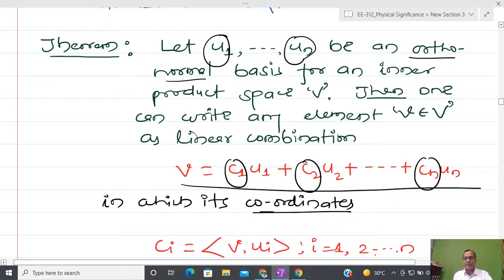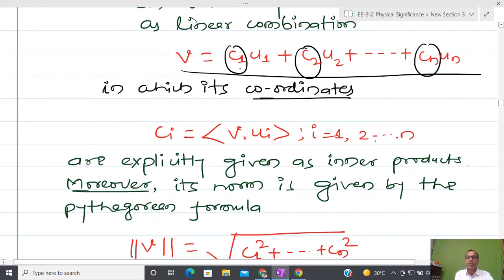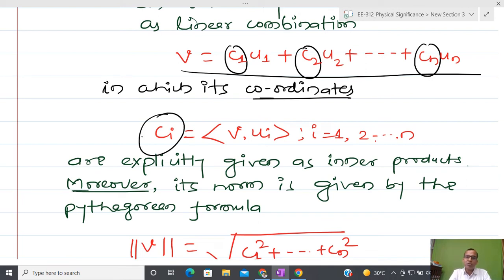We have just discussed the meaning of coordinates using three-dimensional space. Now finding these coordinates c1, c2, c3 is very easy. How to find them? You can see that ci is nothing but the inner product of v, the original vector, with ui, where i varies from 1 to n. So using the inner product, you can easily find the coordinates. If I have an orthonormal basis, the coordinates are very easy to find, just with the help of the inner product.